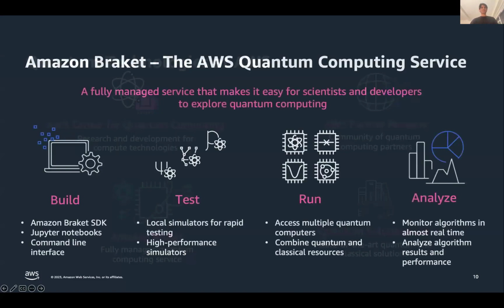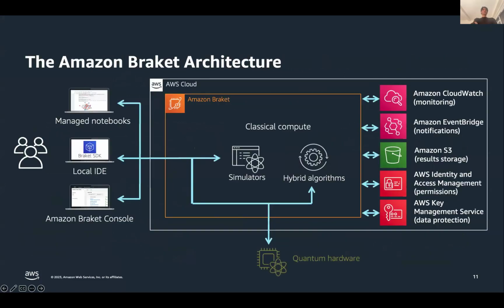So in the interest of time, let's move on. Let's talk about the Amazon Braket architecture for a bit. You as a user will access the AWS Cloud first. Inside the AWS Cloud, there is Amazon Braket, which is a service that interacts with many other services, like Amazon CloudWatch, EventBridge, S3 for storage, IAM for access management and permissions, the Key Management Service, and so on.